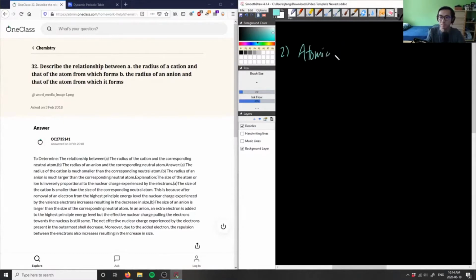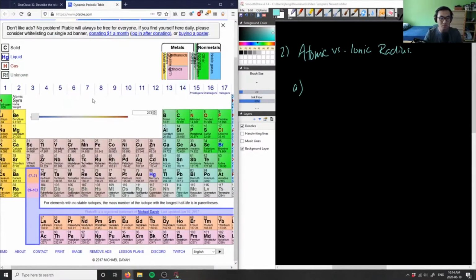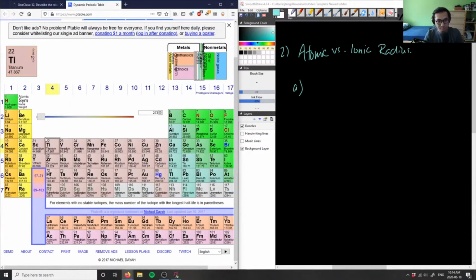Atomic versus ionic radius. So let me take case A here first. Case A is asking us the radius of a cation and that of the atom from which it's formed. So let's look at some type of cation first. A cation is going to be probably a metal, right? Because a metal is going to lose its electron to form a cation here.